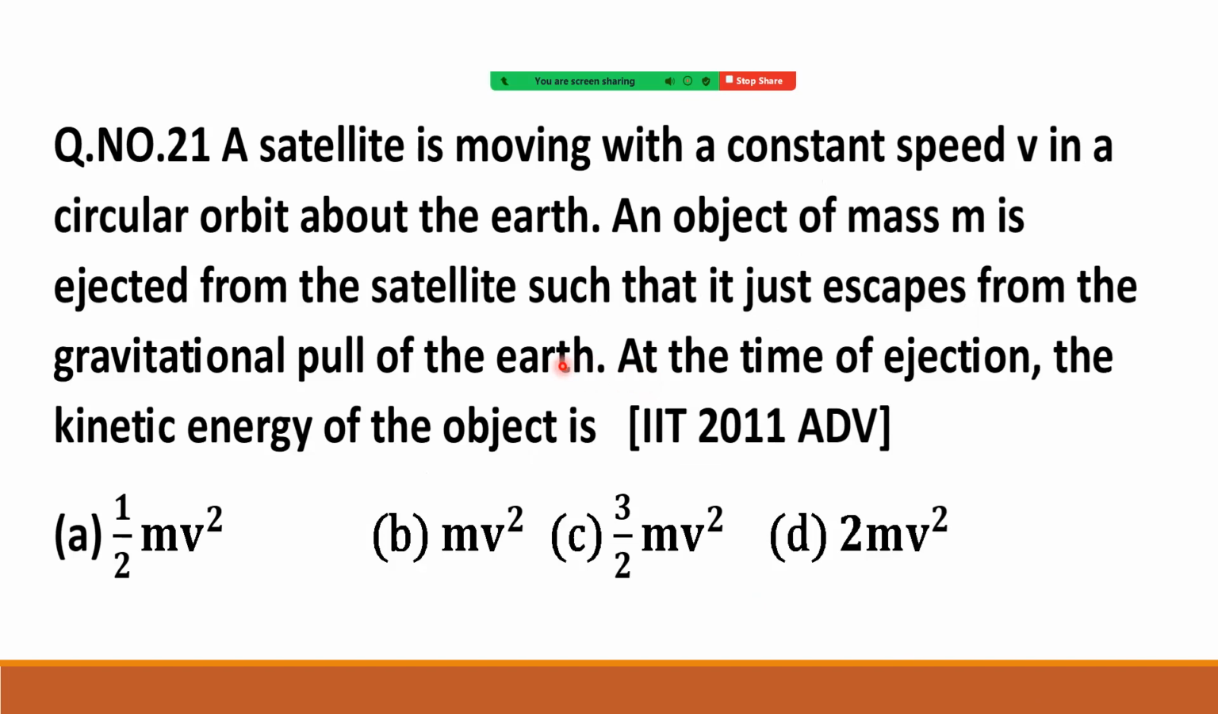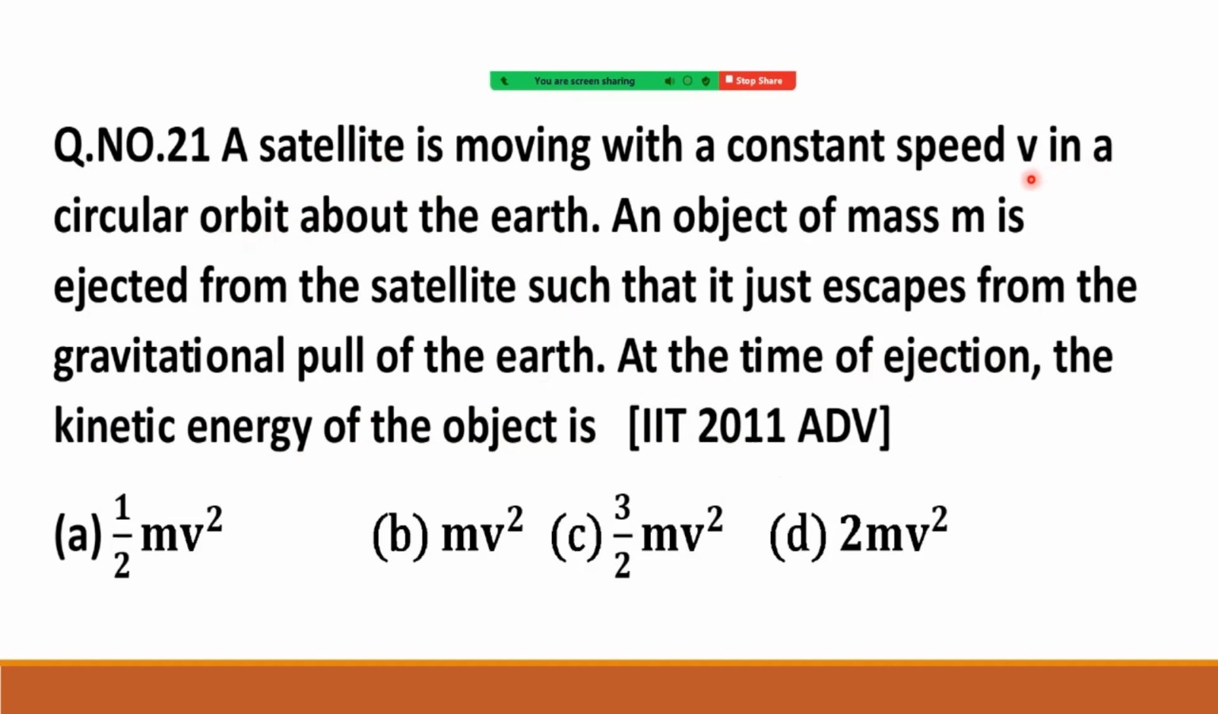A satellite is moving with a constant speed in a circular orbit about the Earth. An object of mass m is ejected from the satellite such that it just escapes from the gravitational pull of the Earth. At the time of ejection, the kinetic energy of the object is... this was asked in 2011 Advanced. So it is already in a circular orbit.